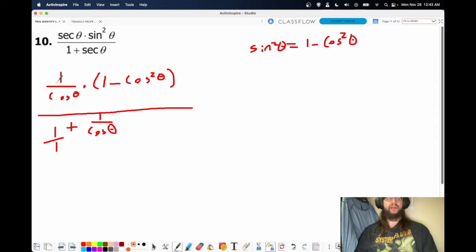Numerator, not so bad, we're going to distribute. Let's do that now. So this whole thing is going to be over cosine theta. Easy enough.